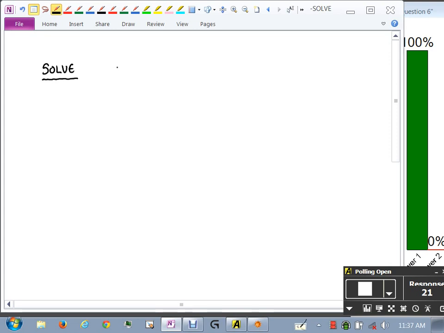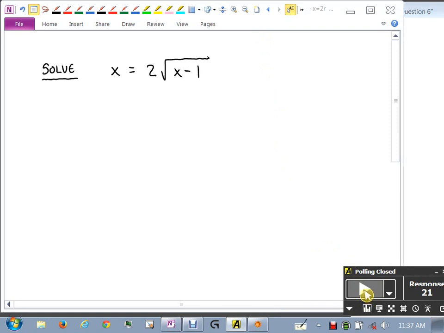Okay, how about x equals 2 square root x minus 1. I forgot a 2 in front of that. What type of equation do we have here? Radical equation, right? So the first step is to isolate the radical. Is it isolated? Yes, and maybe no. You might be a little bit hesitant on how to handle that. So let's think through this real quick. If I get that 2 out of there, what am I going to have to do with it? Divide both sides by 2, right?